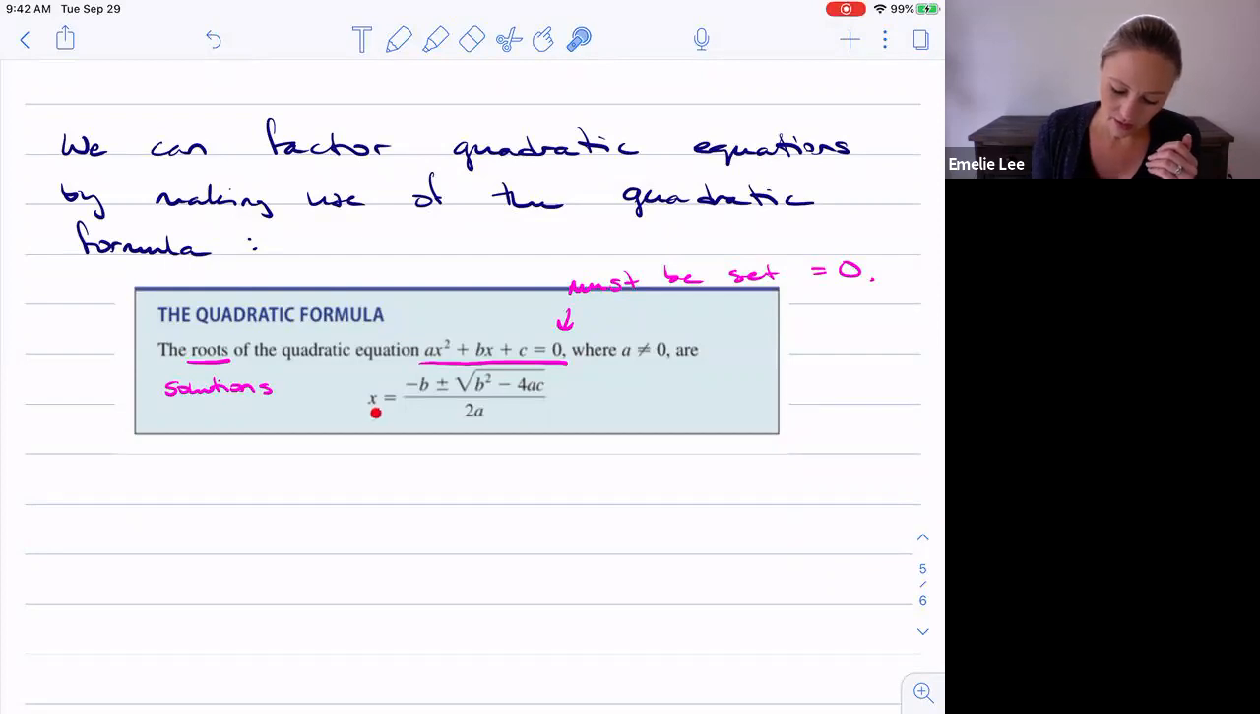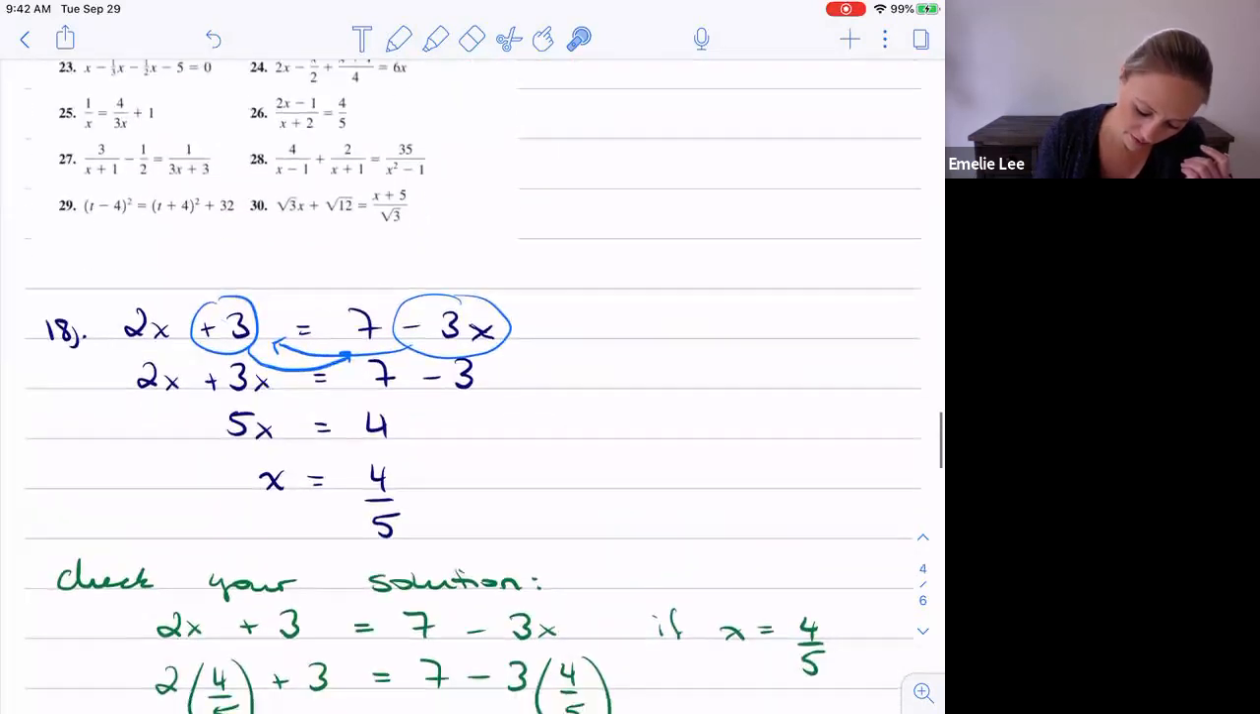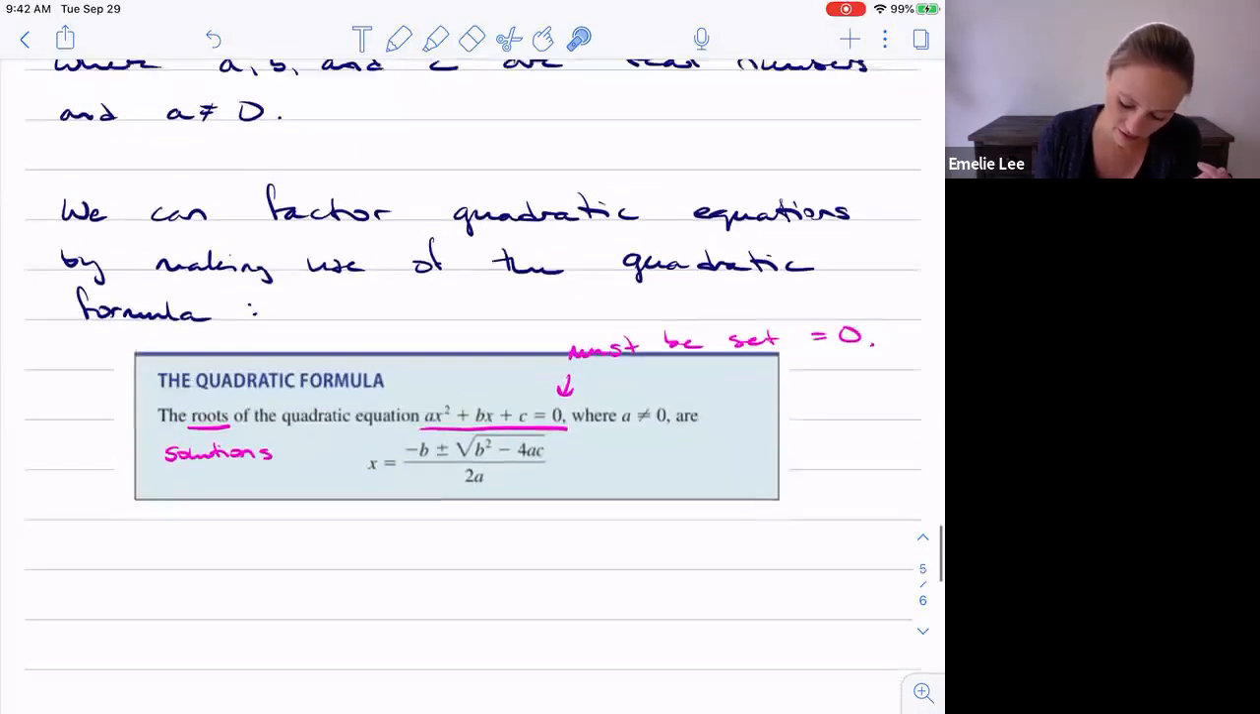Okay. So the solutions for x, just like we found up here, right? We had 2x plus 3 equals 7 minus 3x. That's nice and simple, right? And we found that, okay, well, a solution must be that x equals 4 over 5, right? And then we plug it in and show that they're equal. So a solution here is that x must be negative b, where the b comes from this equation here, plus or minus the square root of b squared minus 4ac over 2a. So where the a, b, and c come from the equation that we're dealing with.